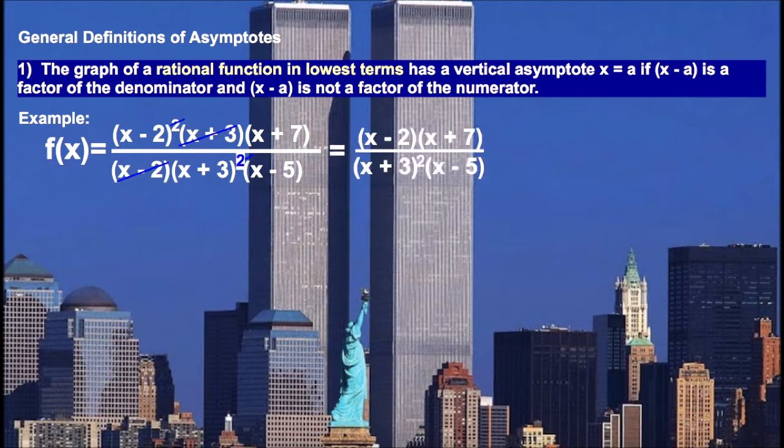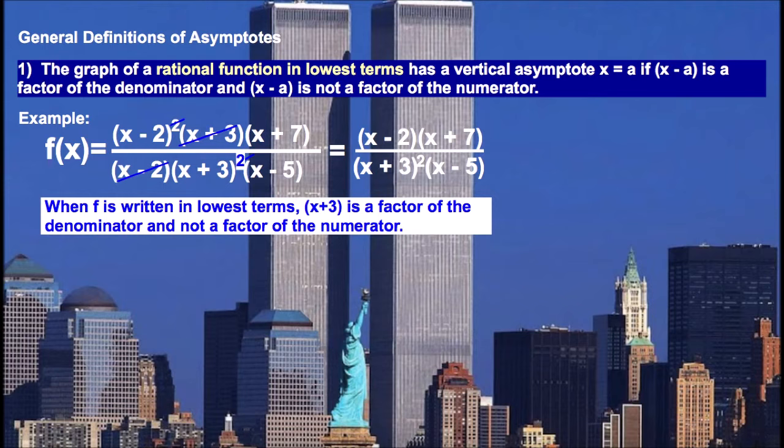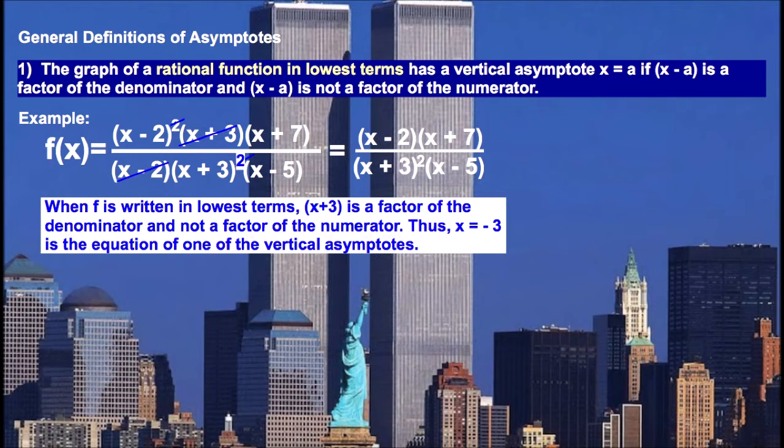obtaining at the numerator the quantity x minus 2 times the quantity x plus 7 divided by the quantity x plus 3 squared times the quantity x minus 5. When f is written in lowest terms, x plus 3 is a factor of the denominator and not a factor of the numerator. Thus, x equals negative 3 is the equation of one of the vertical asymptotes.